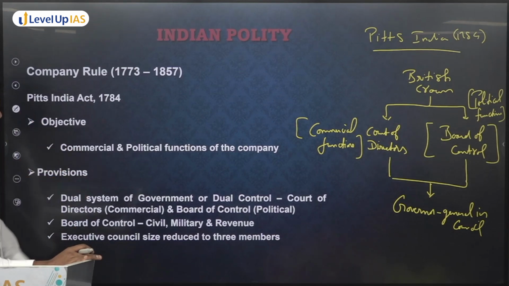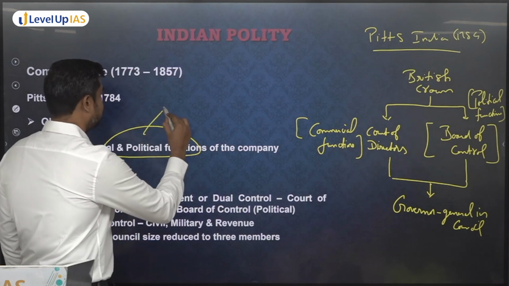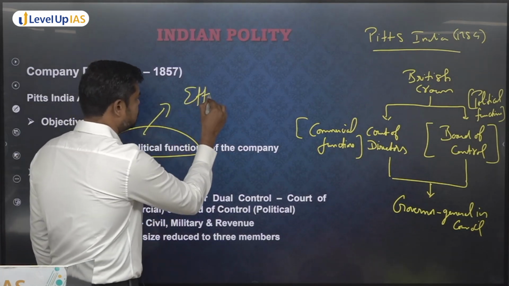So what is the major objective of the Pitt's India Act? Basically they wanted to distinguish between the commercial and the political functions. This, they thought, would increase the efficiency of the company.